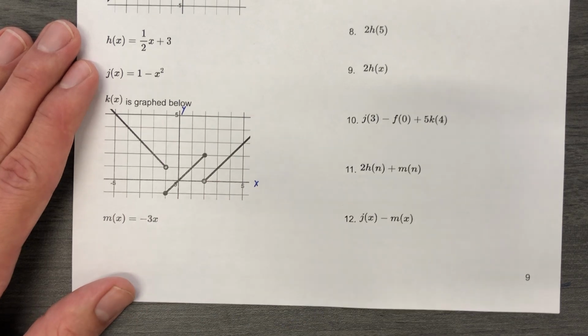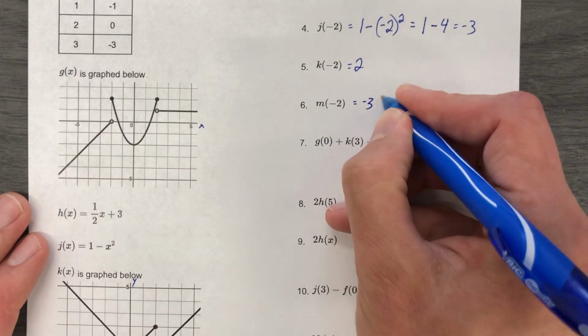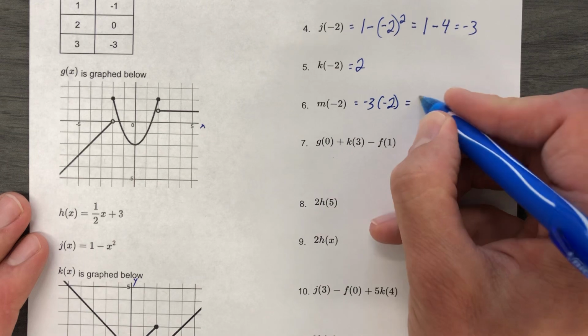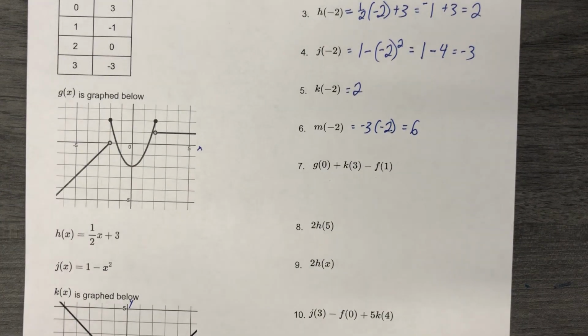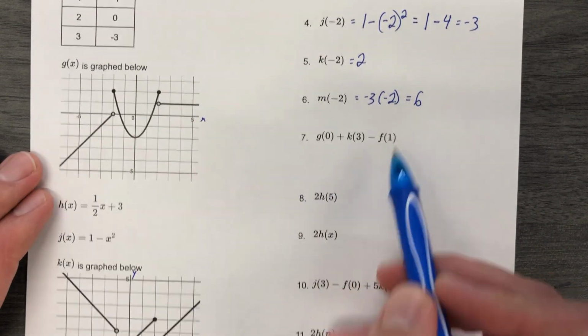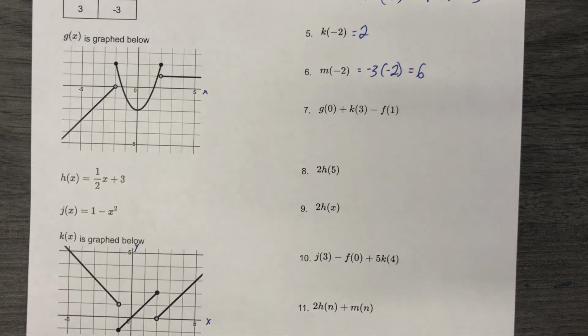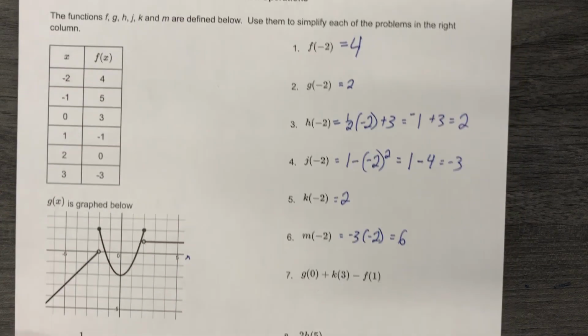And m of -2, so we're going to plug a -2 right there. This one's going to be very straightforward. We're going to have -3 times -2. That's going to give me +6. As we move forward to the next video, things change a bit because we're going to be combining different things and multiplying by scalars and leaving variables in there, that sort of thing.